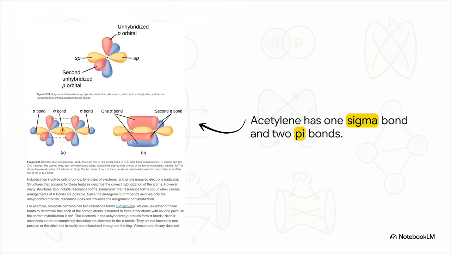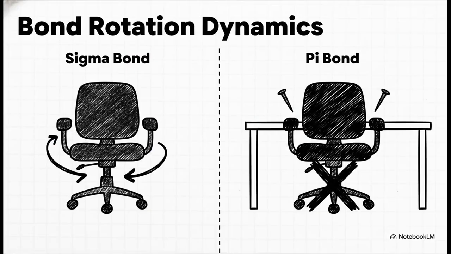These pi bonds overlap side by side, perfectly perpendicular to each other. One overlaps above and below the central axis, and the other overlaps directly beside it. The result? A remarkably strong, multi-layered structural connection encompassing that core sigma bond. But here's the catch. This structural complexity comes with severe consequences for how the molecule can physically move.